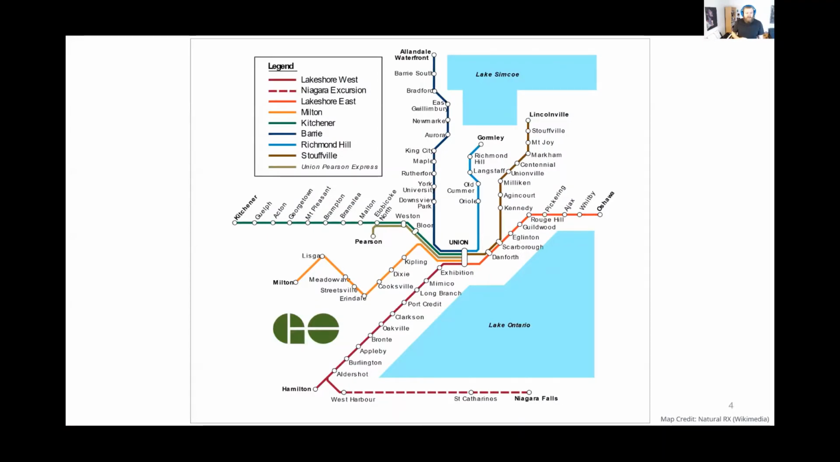First, just to give you a bit of context, if you're not familiar with the GO Rail network in the Greater Toronto Hamilton area: 69 stations, and 8 branches, 8 arms that all culminate and meet together at Union Station. Union Station is this critical node, one of the busiest passenger railway stations in North America.